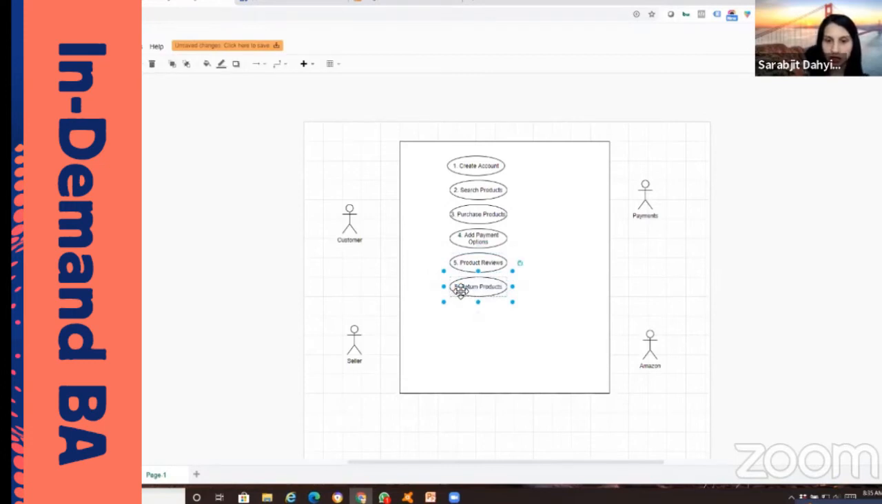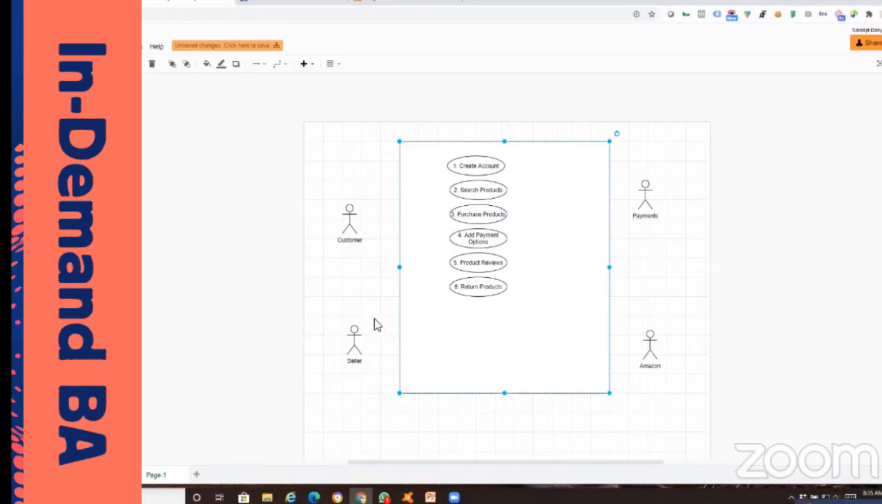Okay, from a seller standpoint, somebody who is selling on Amazon, what are they doing? Uploading their product to the platform.